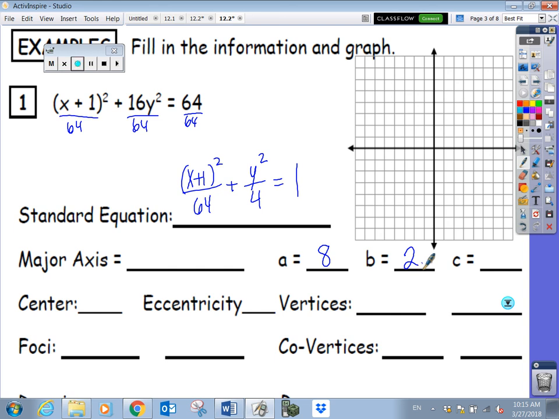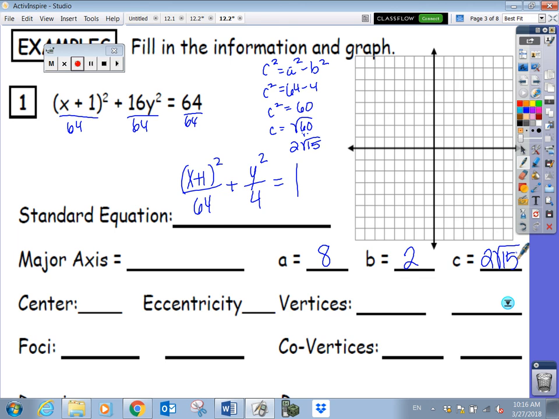C, we use our formula. C squared equals A squared minus B squared. So C squared equals 64 minus 4. C squared equals 60. So C equals the square root of 60. 60 is 4 times 15, so 2 root 15. We always simplify. So C is equal to 2 root 15. Because we're going to use A to find our vertices, B to find our covertices, and C to find our foci in a minute.